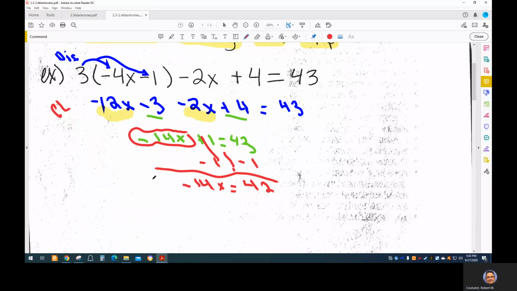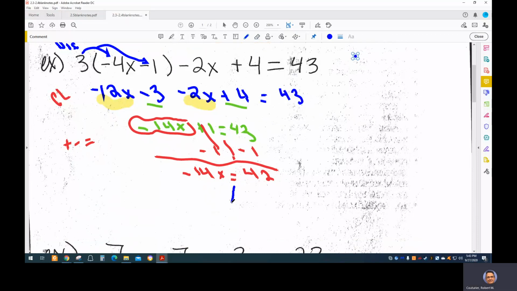Great. And what did we do here? We did the addition, subtraction property of equality. And if we look, our x is still not by itself, so we have to then do another step. Notice that negative 14 is being multiplied, so its reciprocal property is to divide. These will cancel and leave us with just an x.